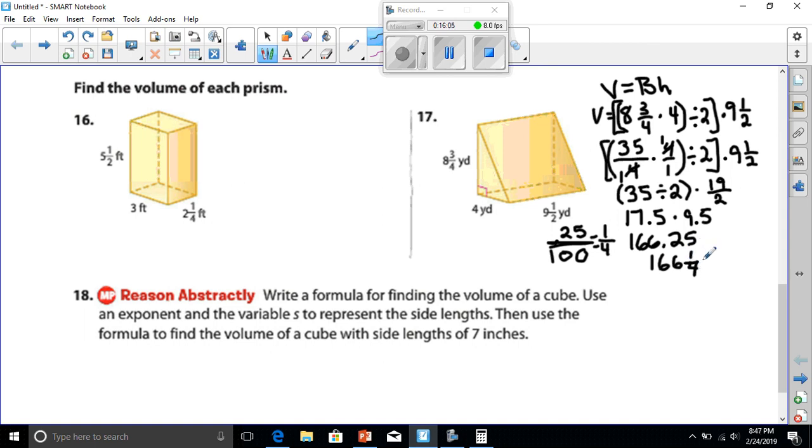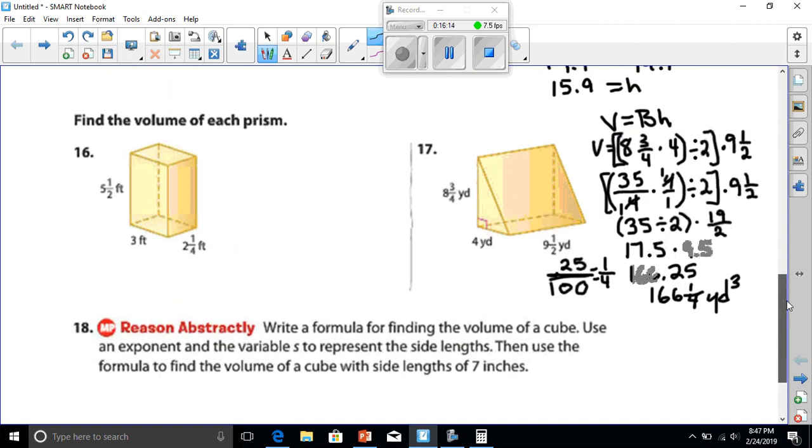And now we have to remember also that it is in yards, and it is a three-dimensional object, so it's yards cubed. And I believe that is all the odd ones for the night.